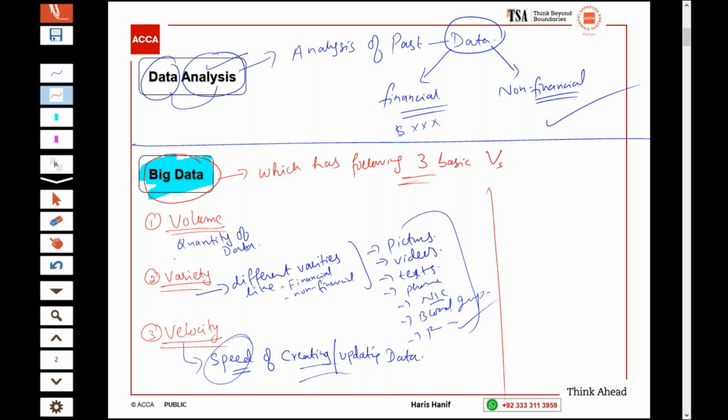And nowadays, every organization has got some kind of big data. But when you compare one organization with another organization, big and small data can be differentiated based on the volume, variety, and velocity.